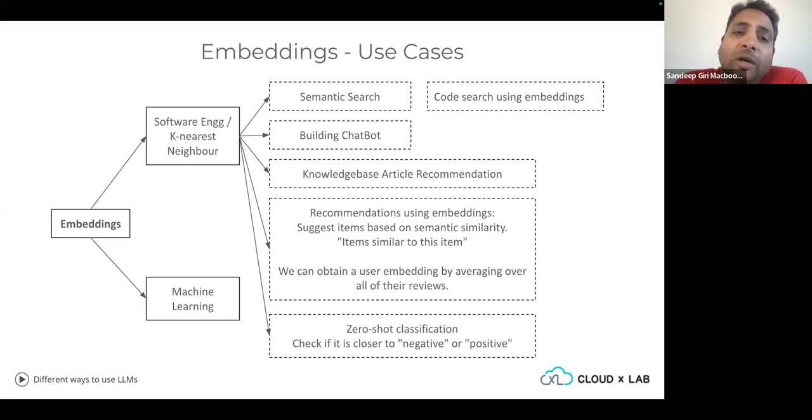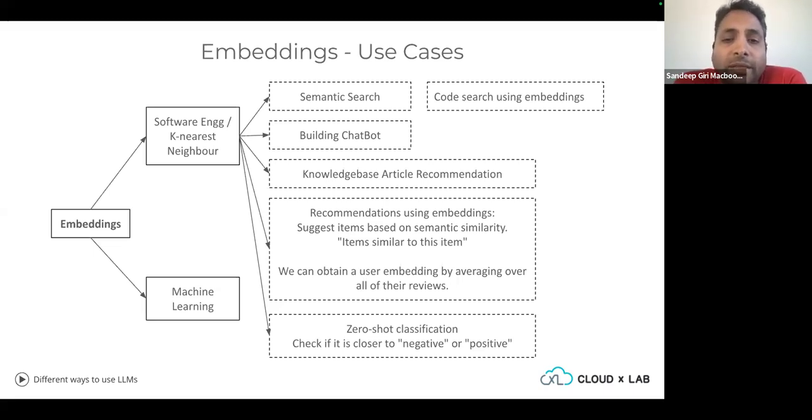Then, building a chatbot. You can build a chatbot using this technique. How? You can first do a semantic search: where is a particular question from the user found in our knowledge base? Then you can ask the large language model to generate an answer based on the particular sentence that you have found. Then you have knowledge base article recommendation, which is similar to semantic search, whereby when somebody types in a paragraph, you take its embedding and find the articles having close by embeddings to that.